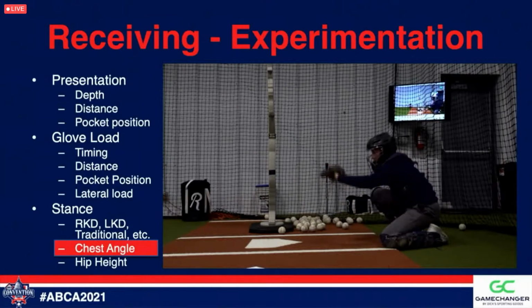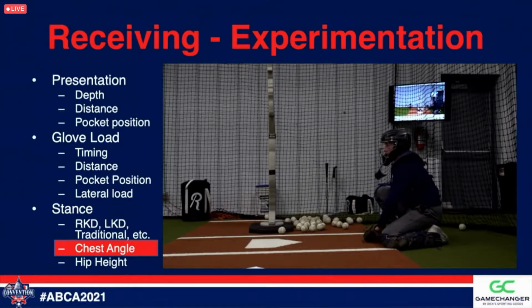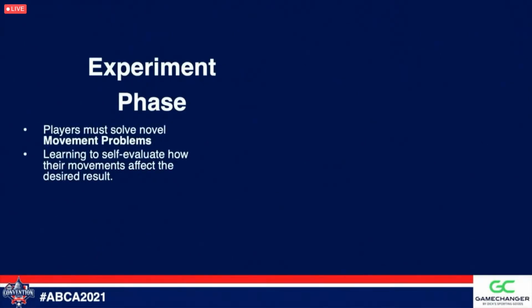is really important for young catchers because they don't necessarily have the same shoulder strength as adults do. So he's trying to find that balance between what gives him the best strength and what still allows that glove to be mobile. So all of those are an example of what we consider the experimental phase.